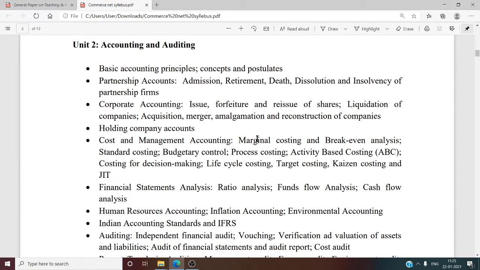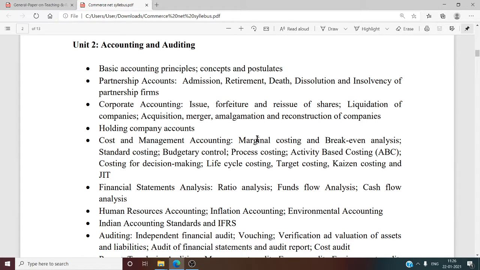But in our UGC Net examination, instead of asking practical questions, they'll ask you more theory questions. So you should be thorough with all. Deep knowledge should be there in the theory part of accounting and auditing, and practical questions will be very few. Out of 100 questions, you may come across around 8 to 9 practical questions. That's it.